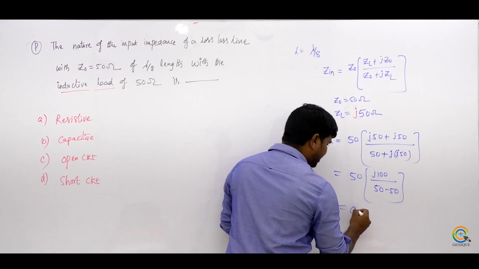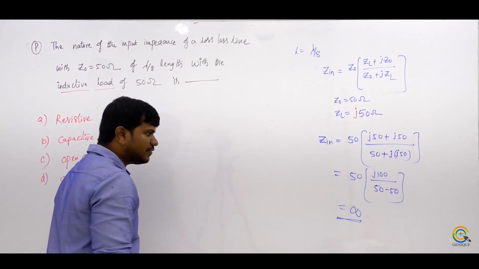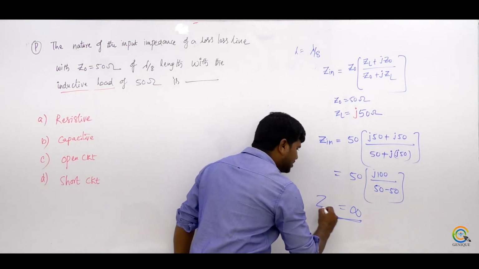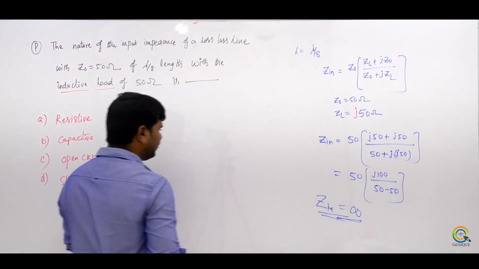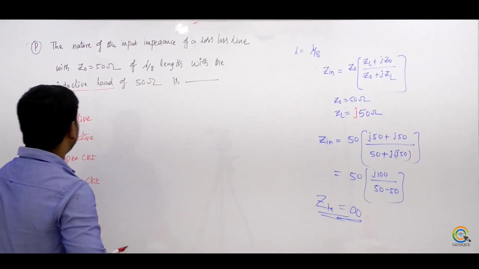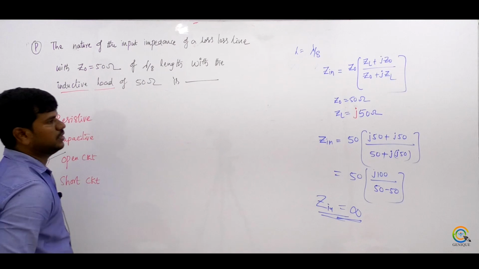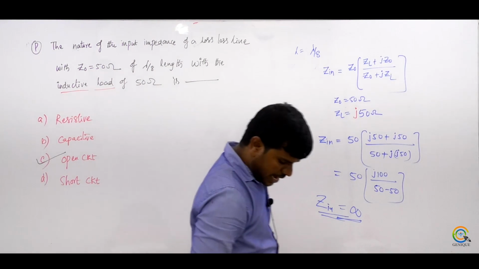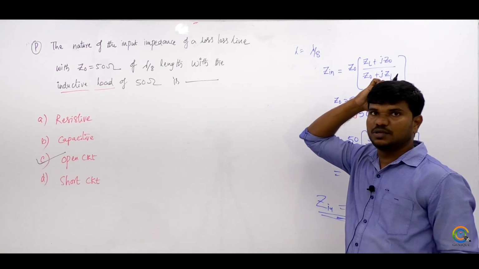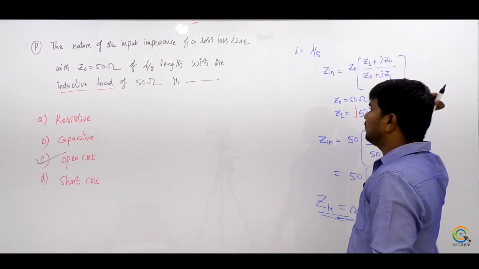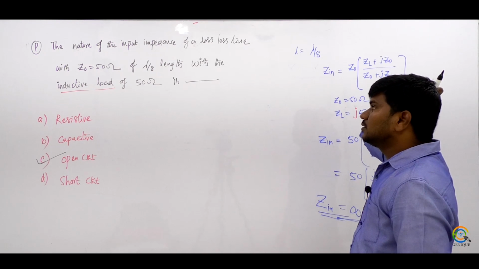That means how much are you getting? Infinity. So the Zin is of which nature? Infinity. The input impedance Zin is infinity, which means it is an open circuit nature. So for this kind of question you have to be very careful while solving. You have to notice which kind of load has been given. Understand? So next.